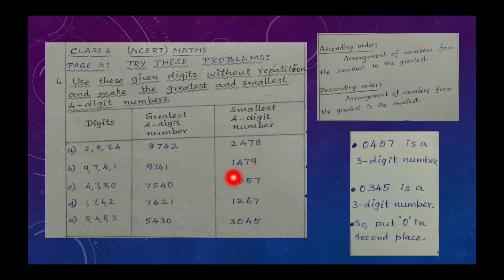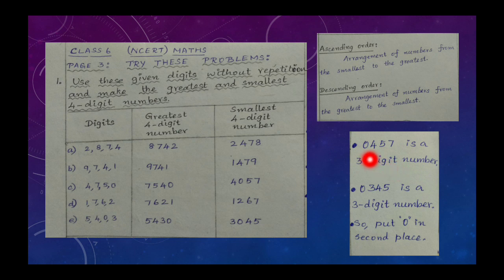Similarly, we get 1479 is the smallest 4-digit number for problem 1B. Next is, see, this is a peculiar case. Here 4 is bigger than 0, but we have written 4 in first place. Why? If we put 0 in first place, 4, 5, 7 are following 0, then 0457 is a 3-digit number. It will not be a 4-digit number.